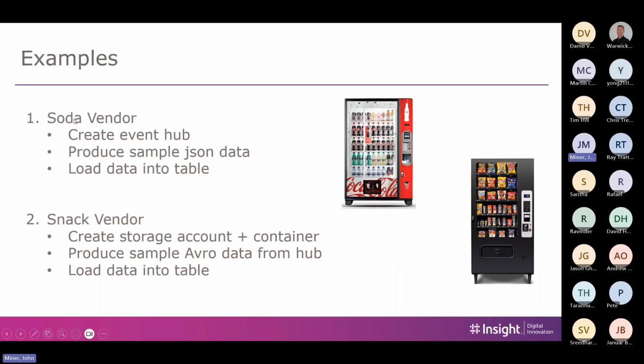And the two examples I would have is a soda machine, right? And this is basically just pumping sample data in. This one would also be a snack machine, okay? But the only difference, it would be saving as Avro data down to a data lake, and then you can load it in a table. So this one's loading directly from Event Hub. This is loading from stuff that's landed into a data lake, but it's Avro.